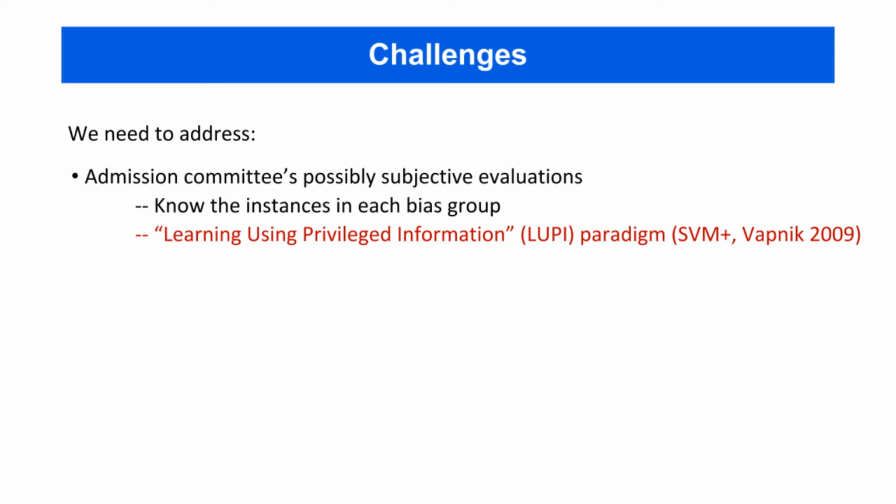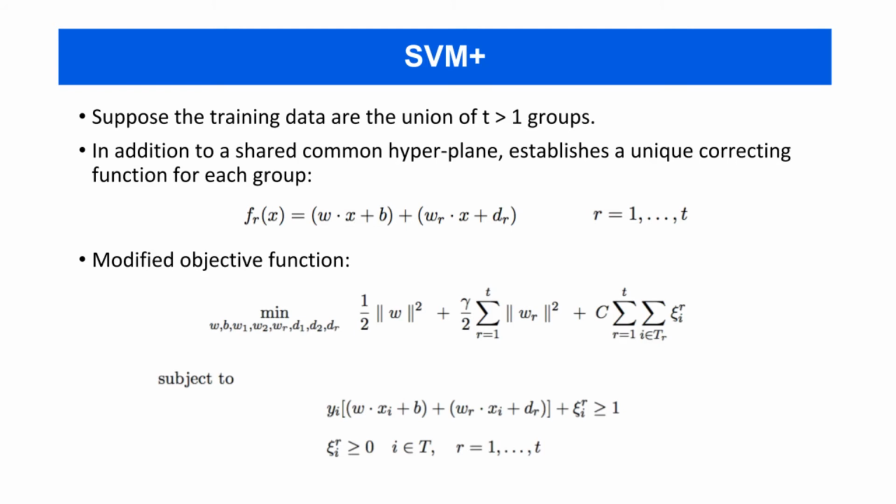SVM+ was proposed by Vapnik in 2009, under the LUPI paradigm, which stands for Learning Using Privileged Information. The idea of SVM+ is as follows. Suppose we have the privileged information that the training data are the union of T groups. In addition to a shared common hyperplane, SVM+ will establish a unique correcting function for each group.